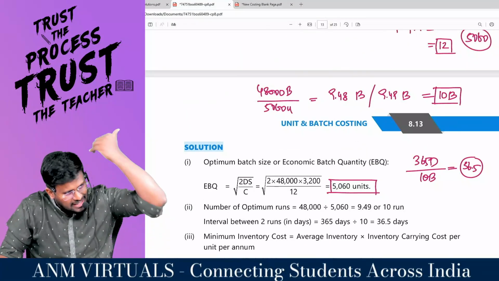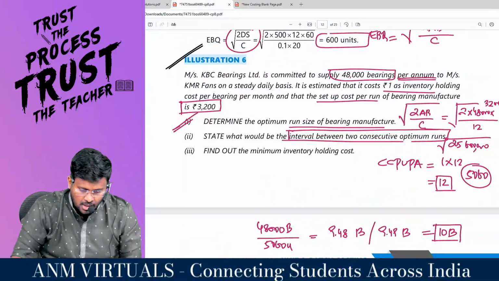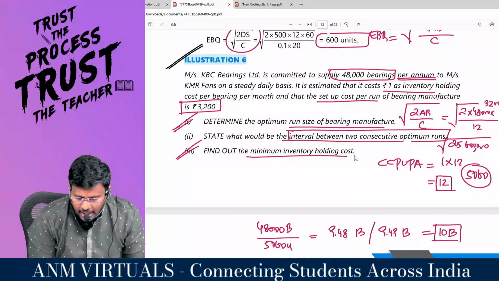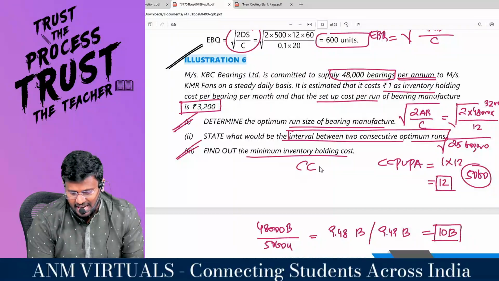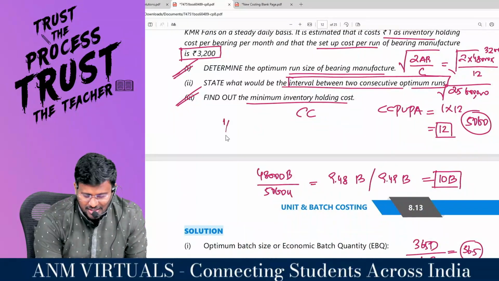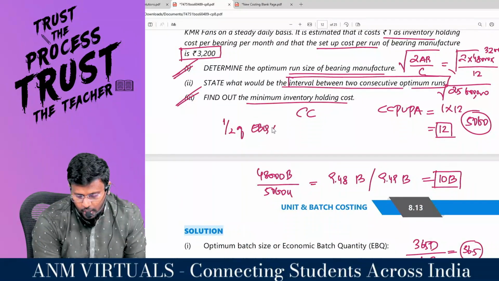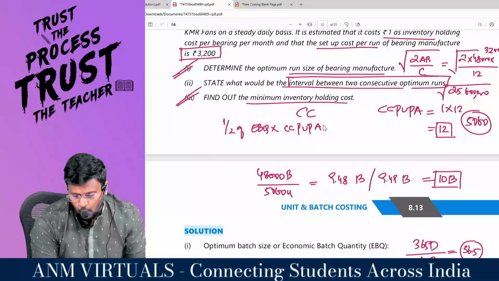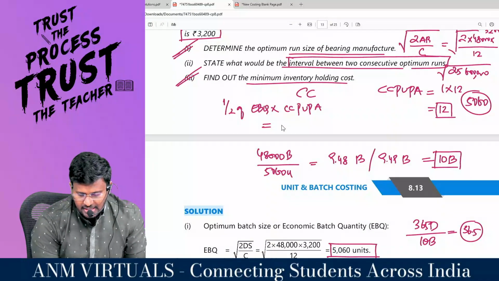Actually, this I have done in the last question itself. Hello, sir. So, find out the minimum inventory and the holding cost. That means they are asking carrying cost. Carrying cost is nothing but half of EBQ into carrying cost per unit per annum. Right, sir? That is, what is the EBQ?